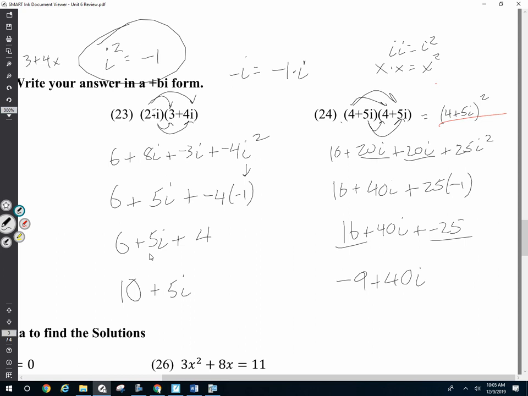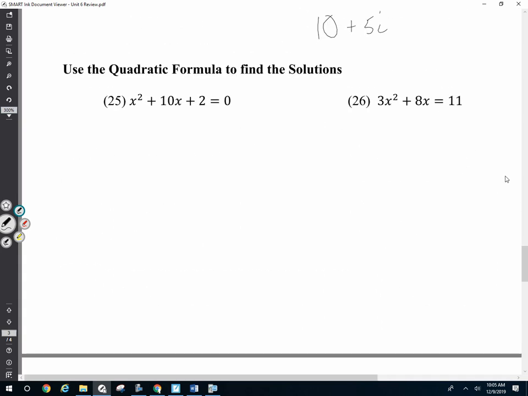Okay? Finishing off with the quadratic formula. Please don't be intimidated by the quadratic formula because it's just a formula that will solve any quadratic equation. We get our axis of symmetry and a distance to solutions.